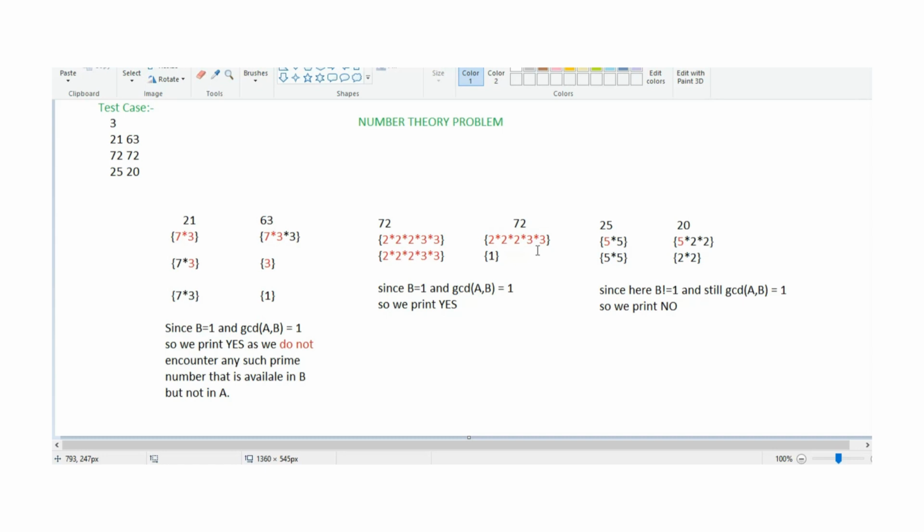And if in the last step our b becomes 1 and our GCD of a and b is 1, we print yes. And if this is not the case, and our b is not equal to 1 and still our GCD of a and b is 1, at that time we need to print no, because no answer is possible, as all the factors of b are not dividing a. Hope these examples help you to understand this problem in a nice manner. So let's implement this problem by considering all these cases and solve it successfully.